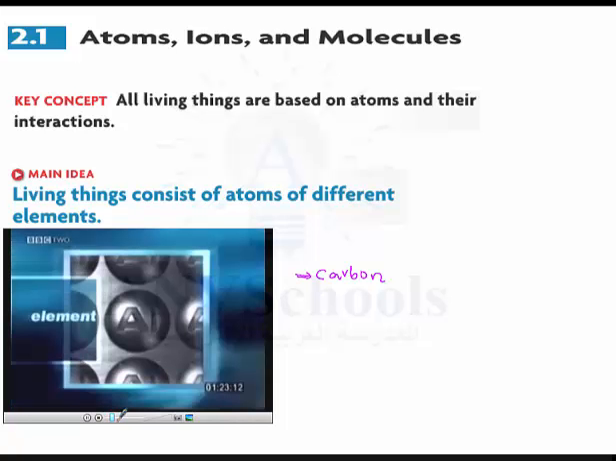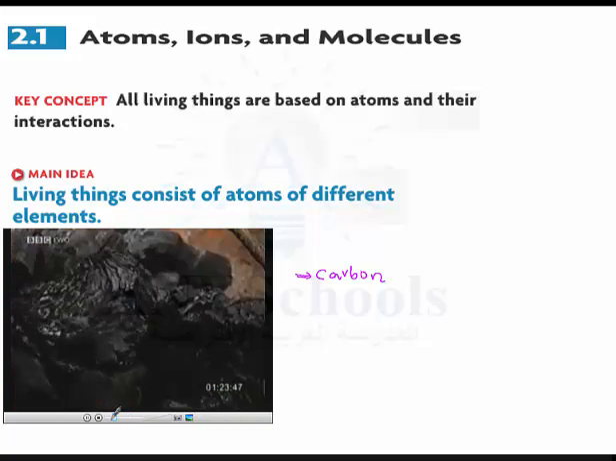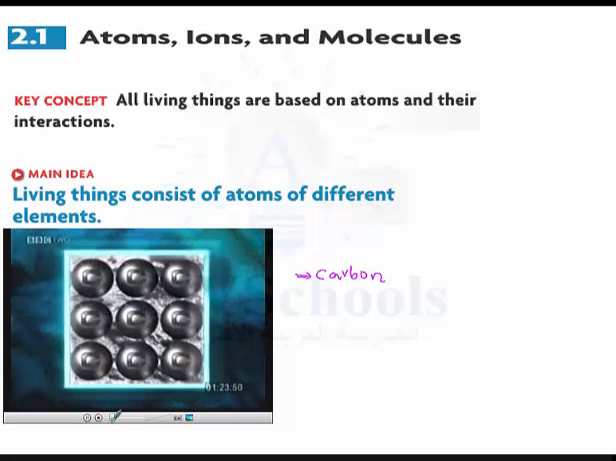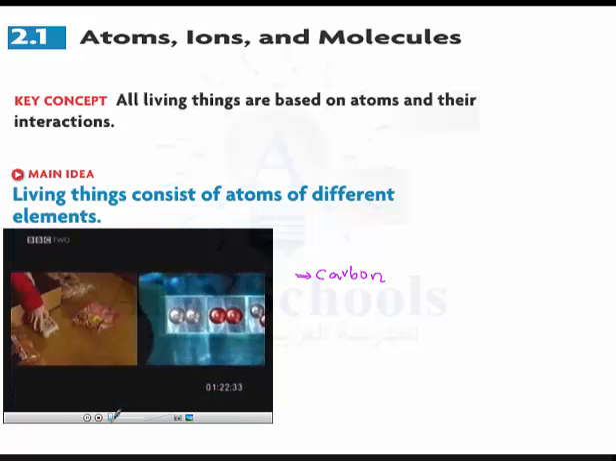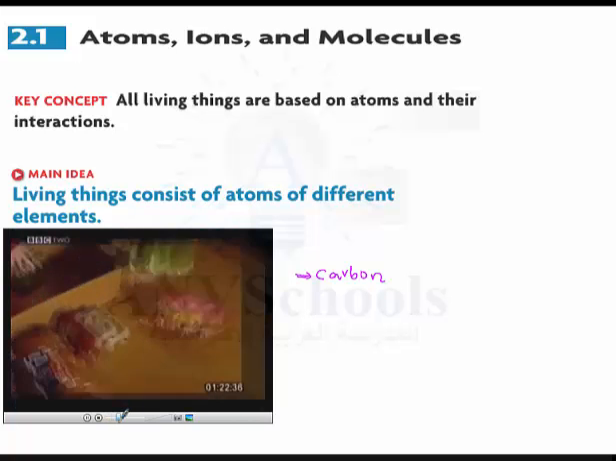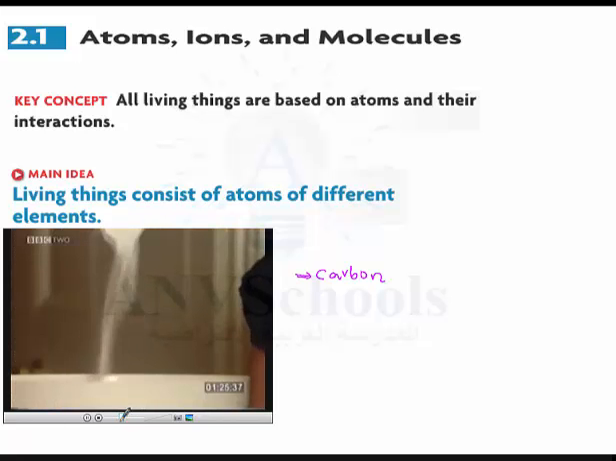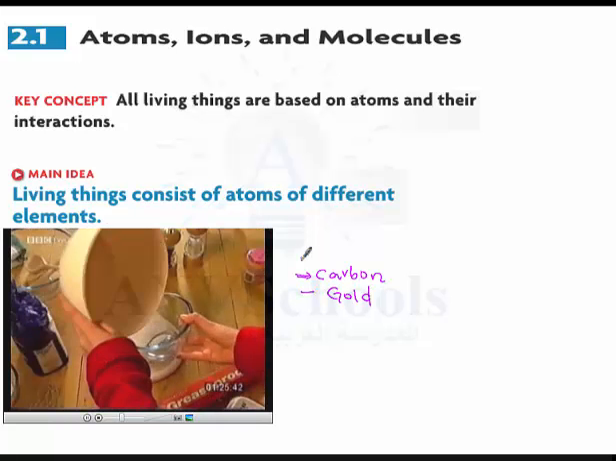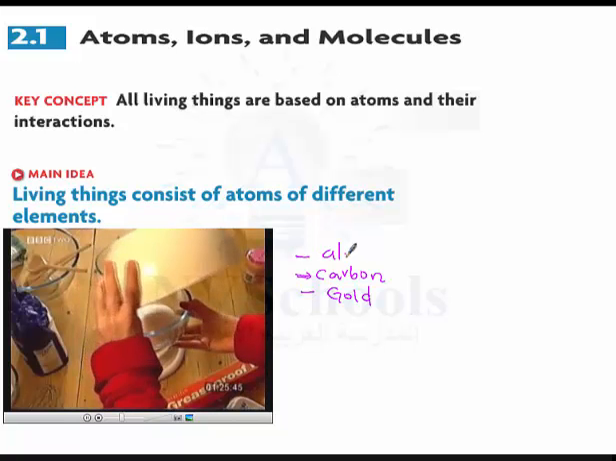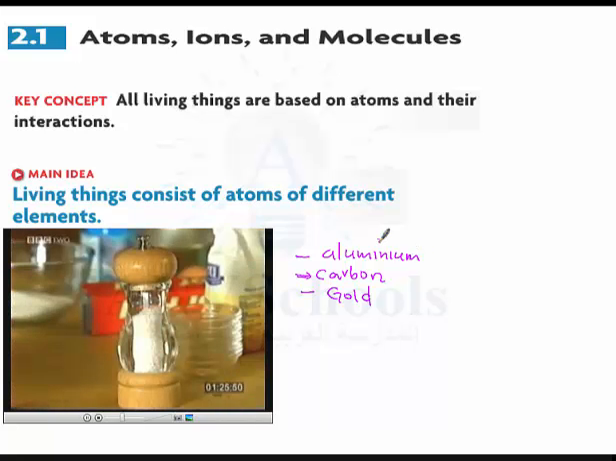We have aluminium, which is an element. We also have charcoal here, which is made of carbon. Then we have gold. So we have carbon, gold, aluminium, and so forth. All these are elements.